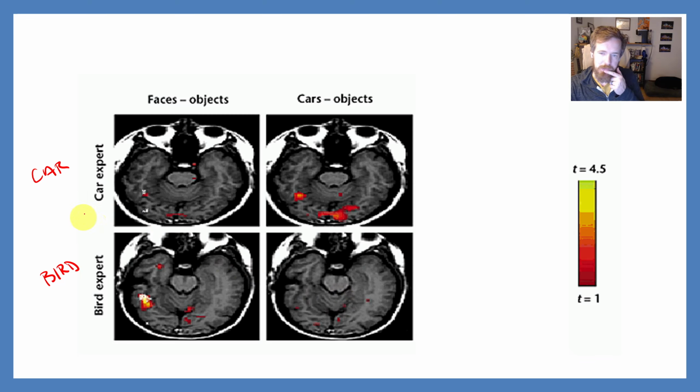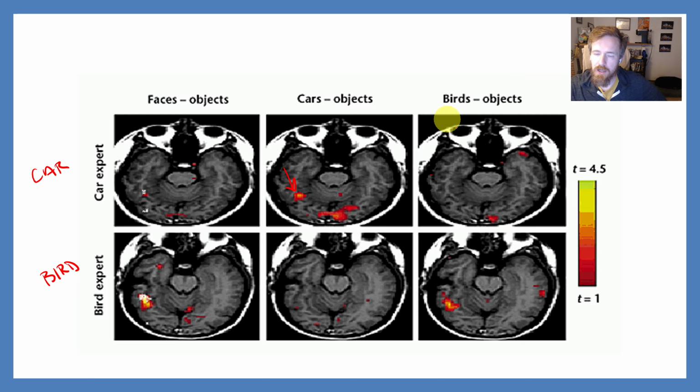But the car experts, whenever they're looking at cars, have an increase in activation in their fusiform face area compared to other areas of the brain. And for bird experts, we see just the opposite. Whenever they're looking at birds and we subtract out common objects, the unique activation is going to be in the fusiform face area right there. And for car experts, their brain does not look any different when they're looking at birds versus when they're looking at complex objects.